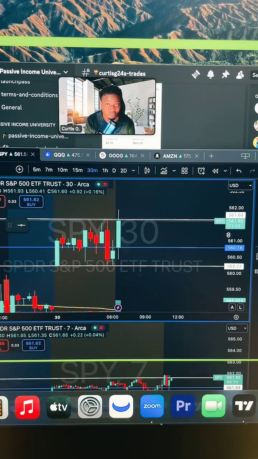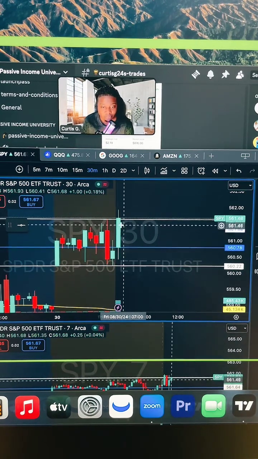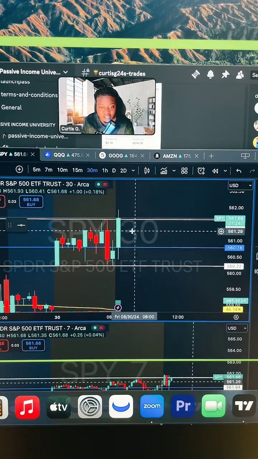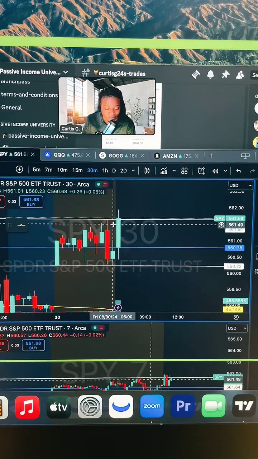Now, my definition of a scalper is anybody who gets in and out of a trade in less than 60 minutes. So right now we've approached and we're kind of pushing up on the pre-market high.